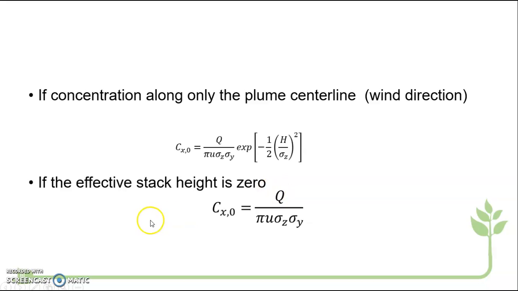All right, and then if the effective stack height is 0, this can be simplified to calculate the concentration of your X at your effective height is 0, meaning at the ground level. Okay, so all this equation you can refer in your textbook. This one is actually equation 8.4. This is actually equation 8.5.